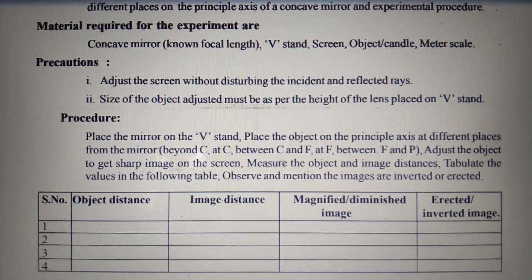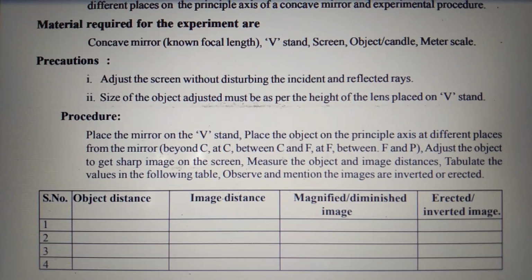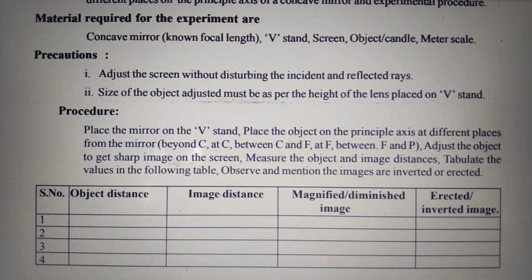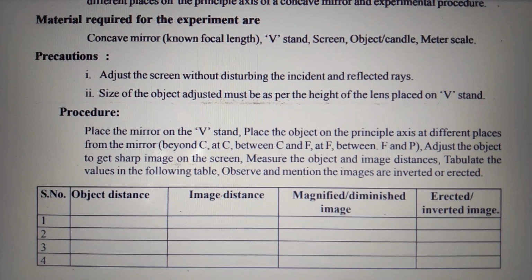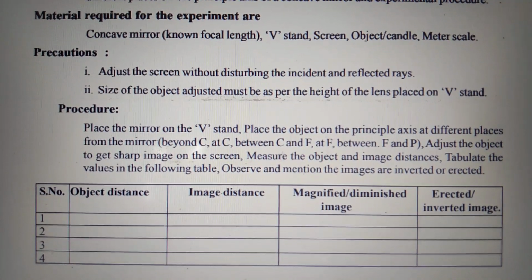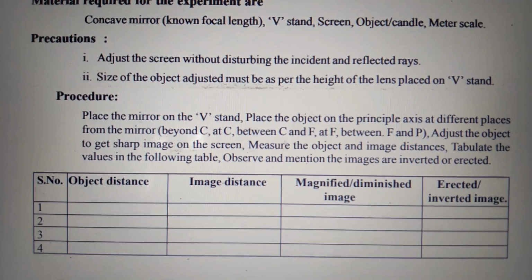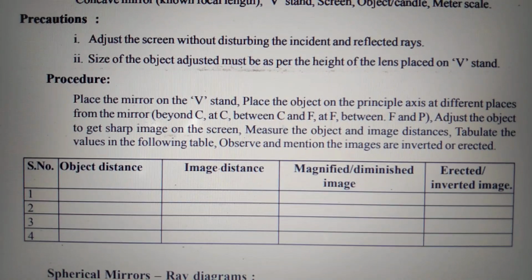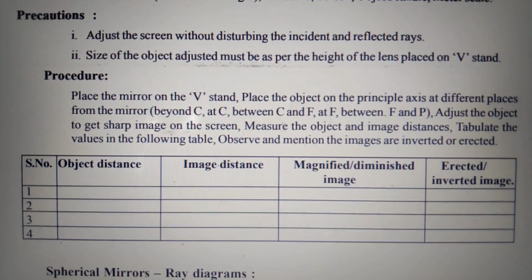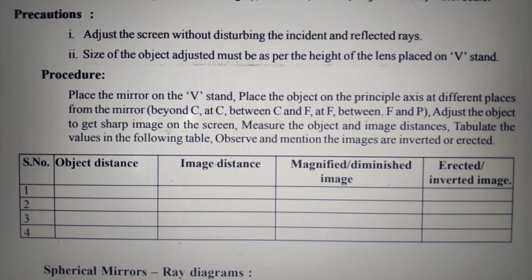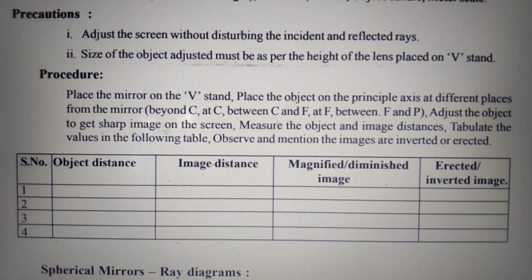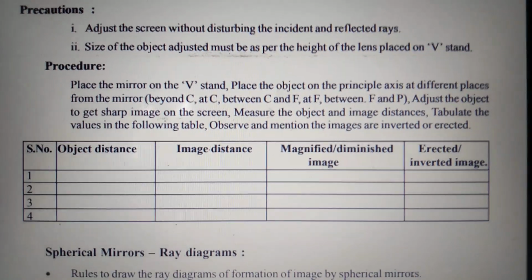Now you can see materials required for the experiment are concave mirror, V-stand, screen, object or candle. Also we need meter scale. The precautions you have to take: adjust the screen without disturbing the incident and reflected rays. So size of the object adjusted must be as per the height of the mirror placed on V-stands.